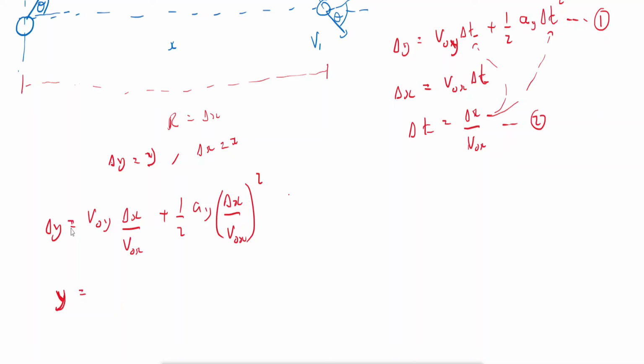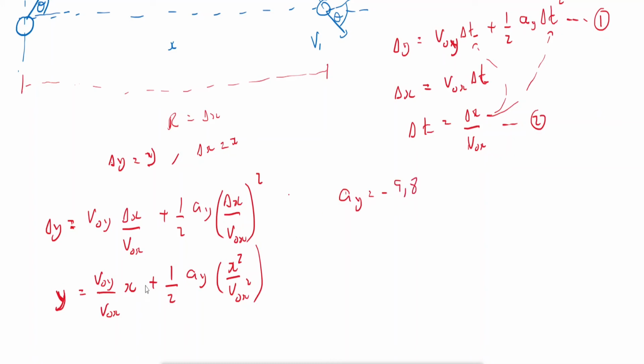So y is going to be equal to v0y. I'll take this one, divide it here, then this becomes v0x, and that becomes x. Where I see x, it becomes x, plus one half, and then ay, and then this becomes x squared over v0x squared. That's basically how it becomes. Then where I see ay, I'm going to put minus 9.8.